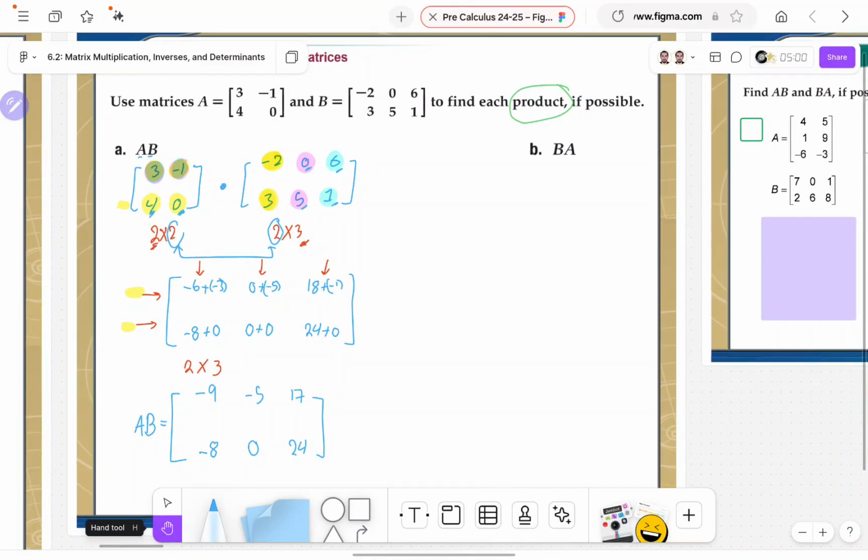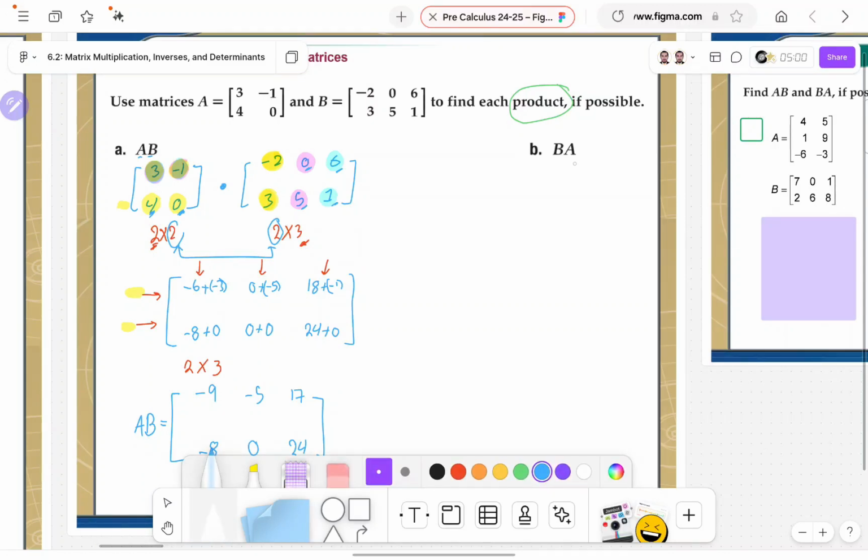Now how about if we multiply matrix B with matrix A? Don't just say no solution. Don't mention that. You need to try the matrices first. Matrix B is negative 2, 0, 6, 3, 5 and 1, times matrix A, which is equal to 3, negative 1, 4 and 0.